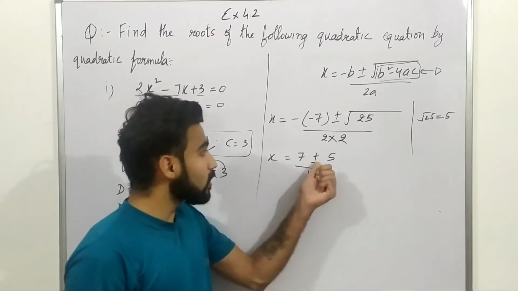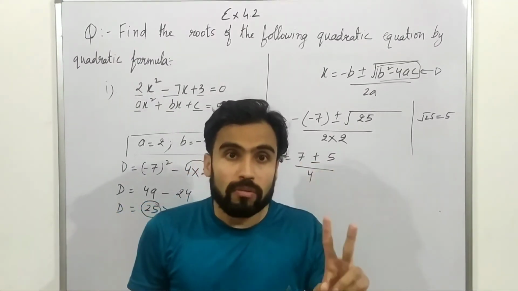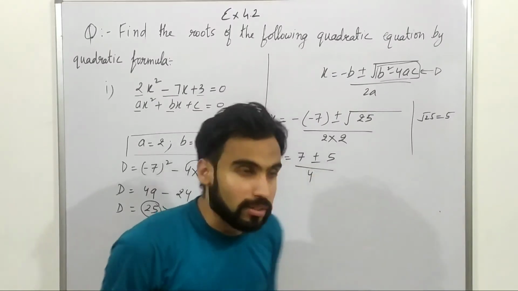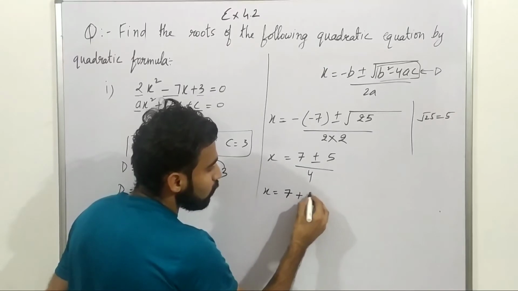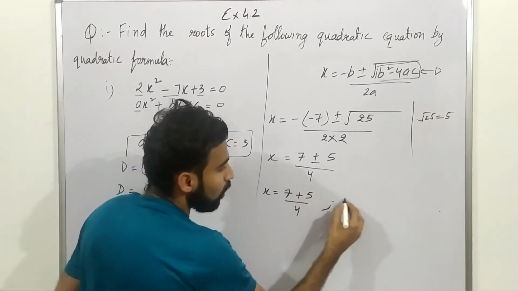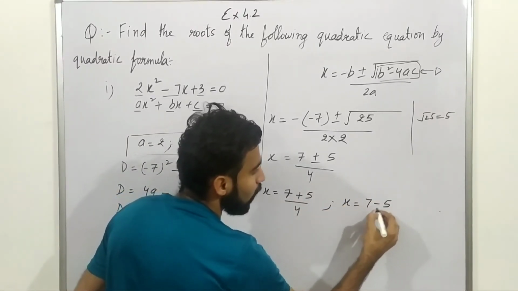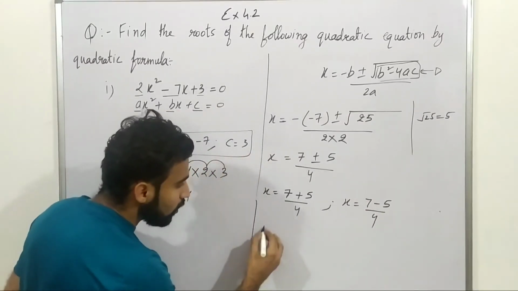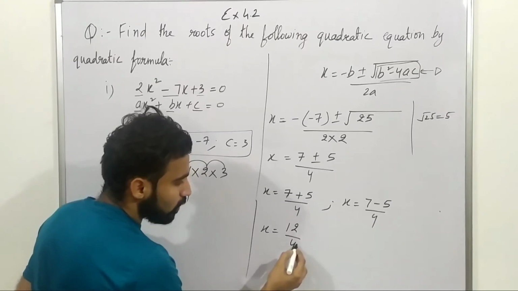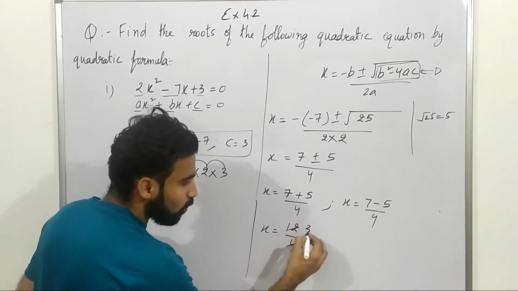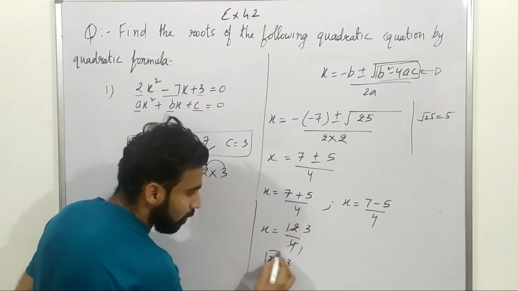Now this plus minus sign says there are two roots. One is of plus and the other one is of minus. So if I just take 2, that will be 7 plus 5 over 4, and the other one will be 7 minus 5 over 4. Now if I just solve this, 7 plus 5 will be 12 over 4. Now if I just reduce this, 4 3s are 12, so one root is 3 here.